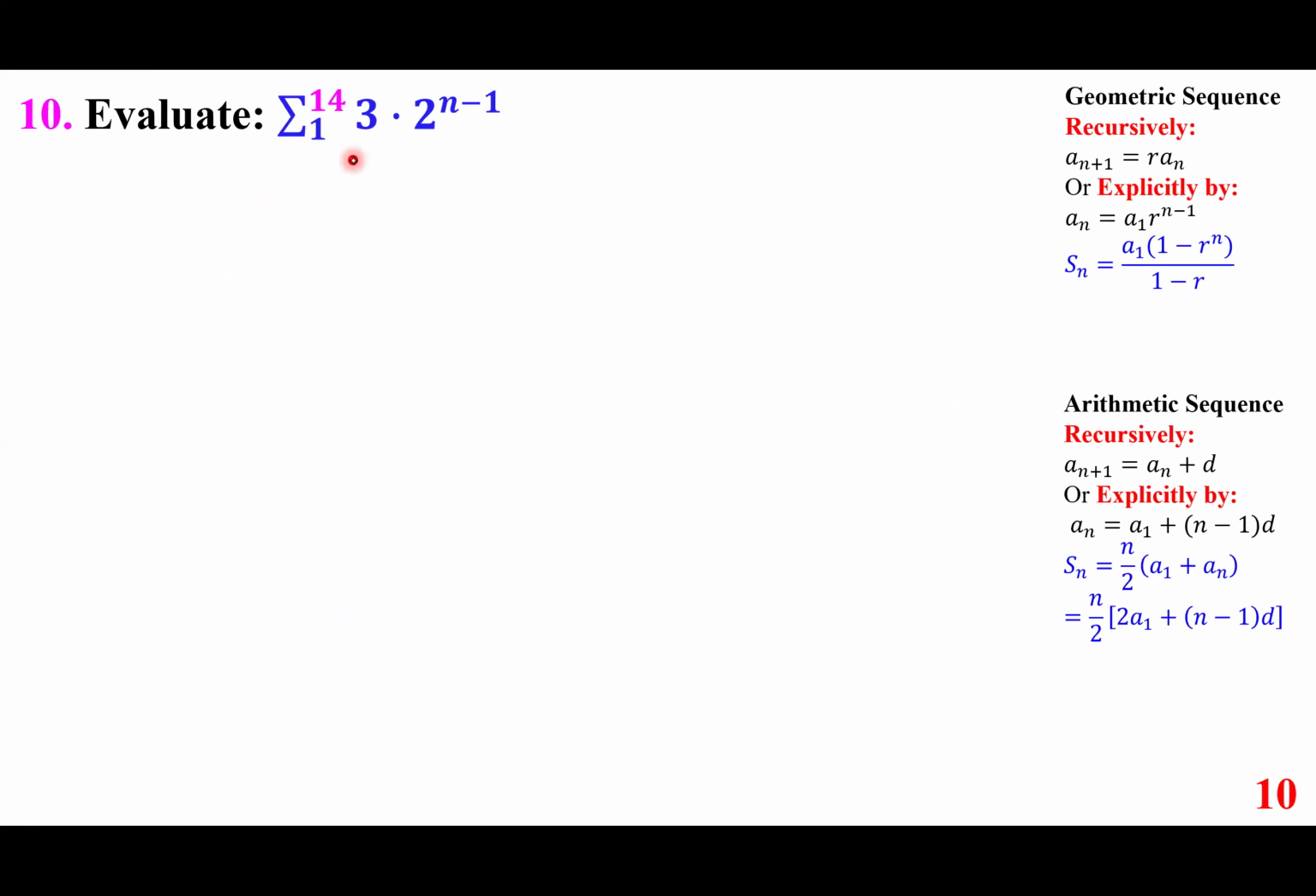We want to evaluate the summation from 1 to 14 of 3 times 2 to the power of n minus 1, and again, reminding you of geometric sequence and arithmetic sequence. And so to evaluate this, you are going to add the first term to the second, to the third, all the way to the 14th one. So let n be 1, then let n be 2, and so forth, okay?